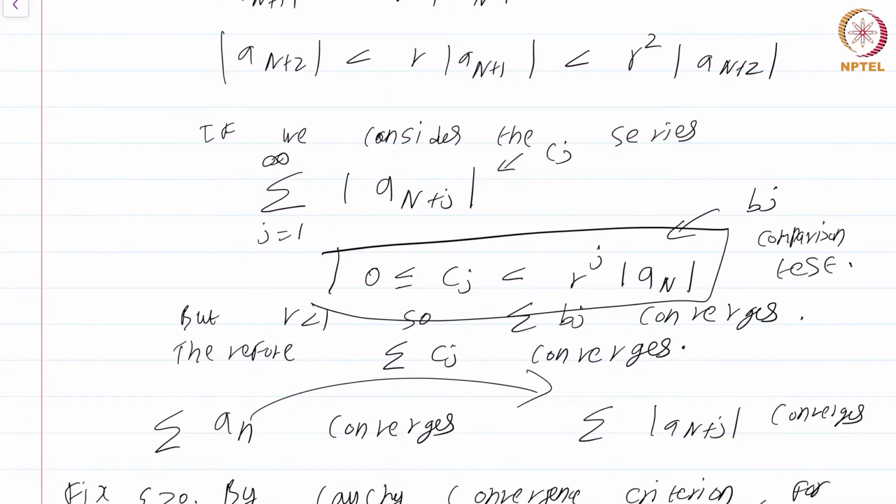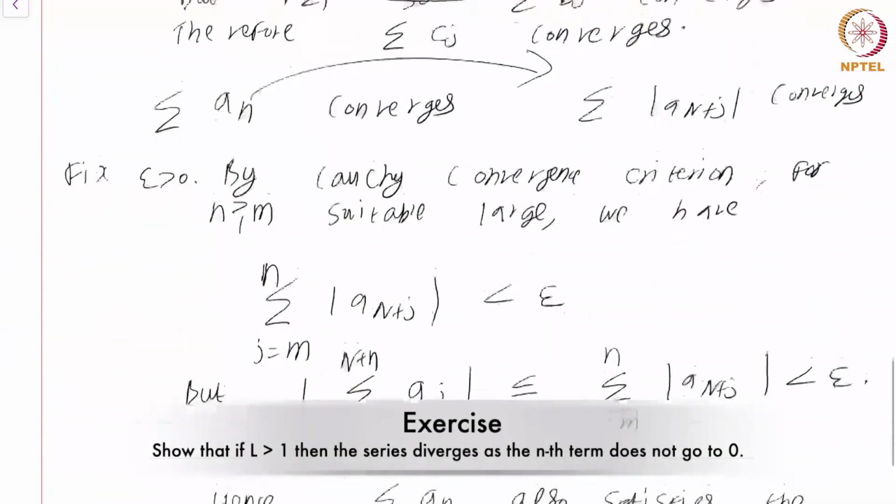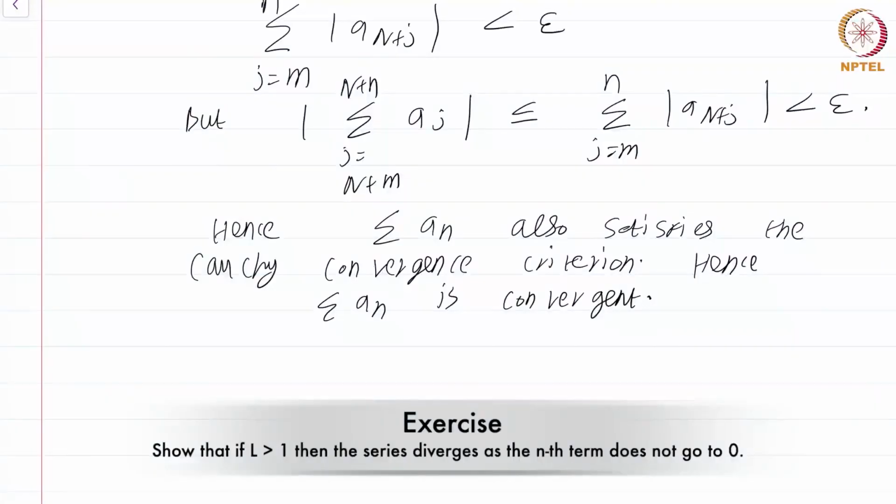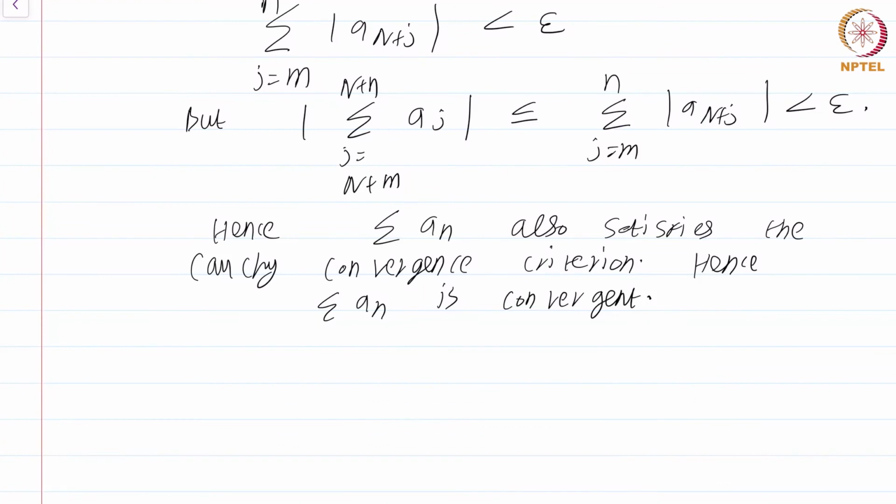To somehow apply the comparison test, I have compared a different series, not the original series summation aj, but a different series to the geometric series rj mod an, which converges. Okay, and by the comparison test we know that cj converges, and from this series summation cj converging, we have concluded that the series summation an converges. Okay, now one portion of the proof that just involved an application of triangle inequality is a useful proposition.